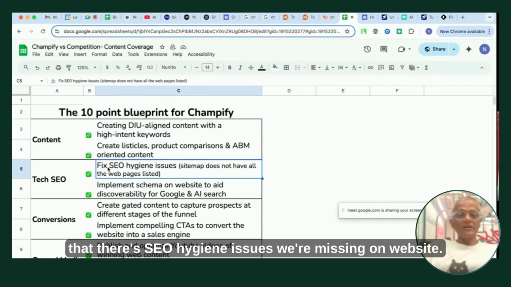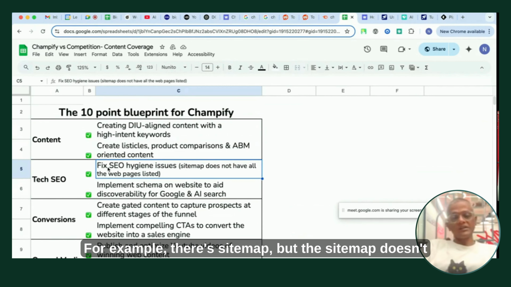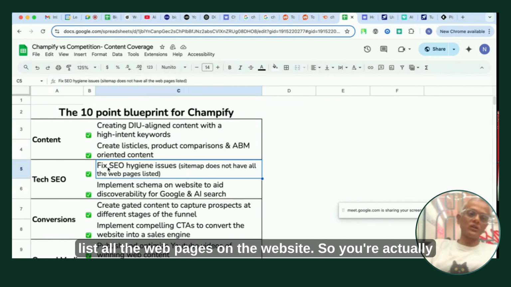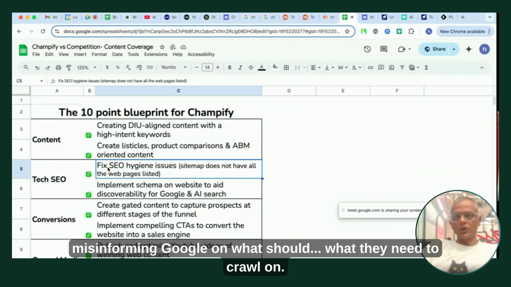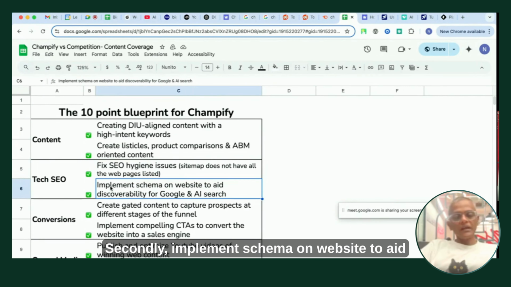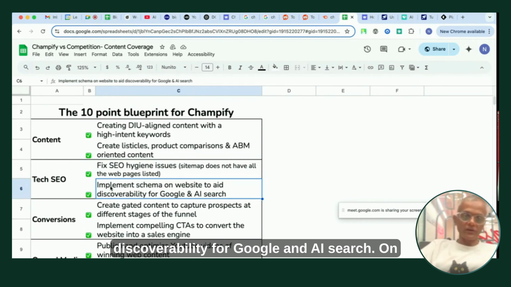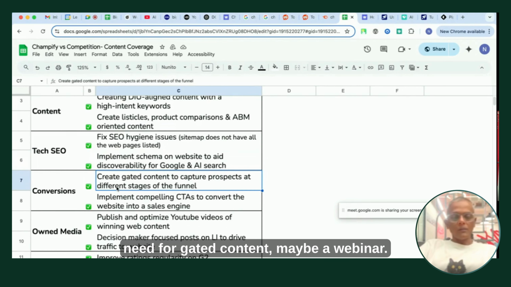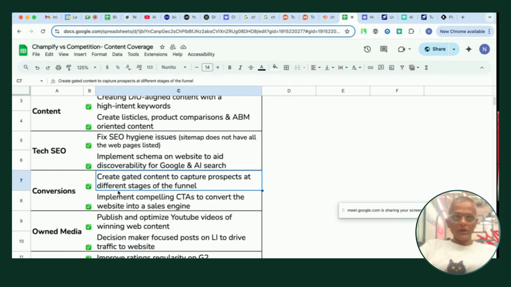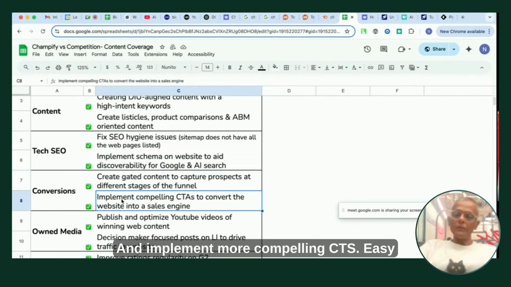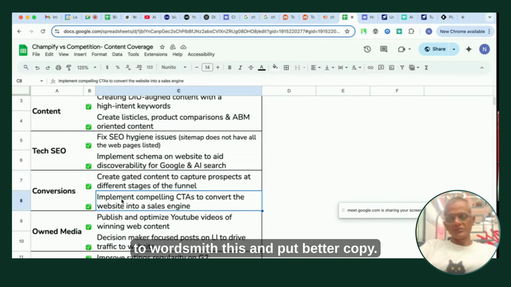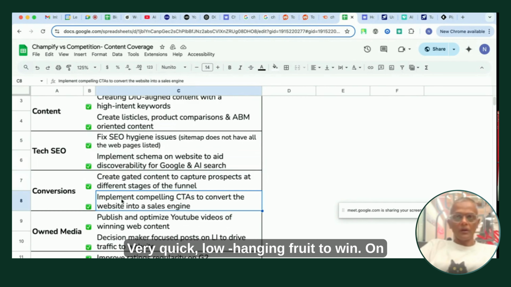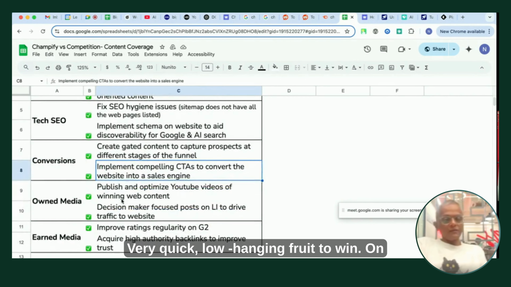On the tech side, we noticed that there are some SEO hygiene issues on the website. For example, there's a sitemap, but the sitemap doesn't list all the web pages on the website. So you're actually misinforming Google on what they need to crawl. Secondly, implement schema on the website to aid discoverability for Google and AI search. On conversions, we clearly saw the need for gated content, maybe a webinar, and implementing more compelling CTAs. Easy to wordsmith this and put better copy. Very quick, low-hanging fruit to win.